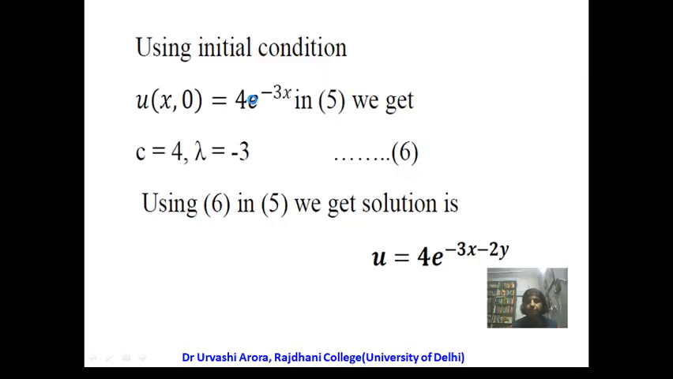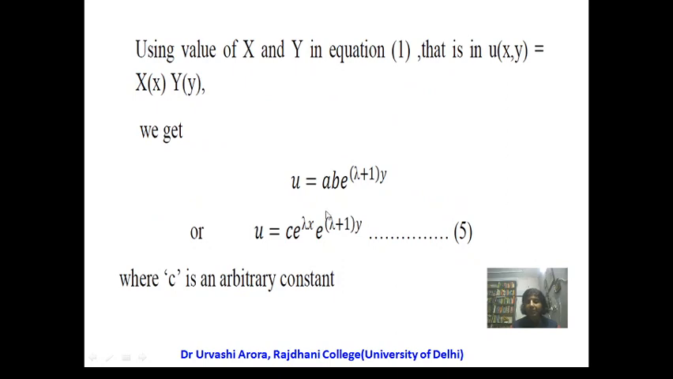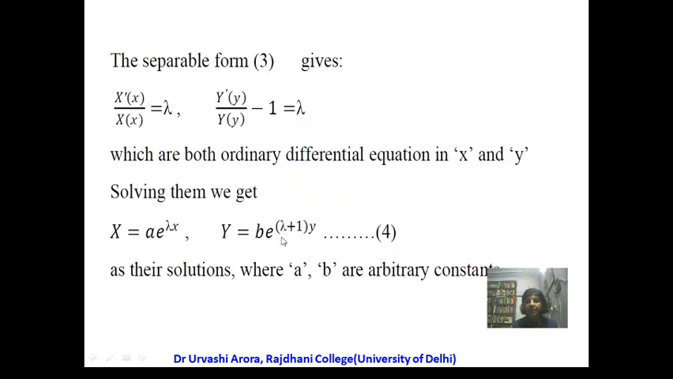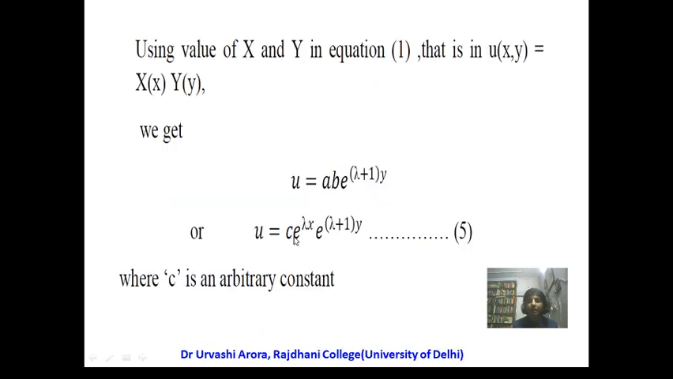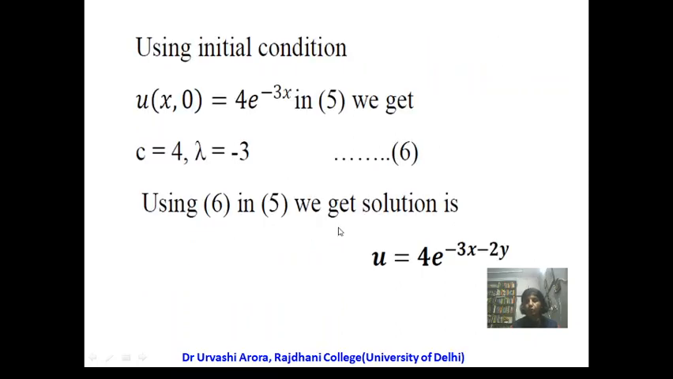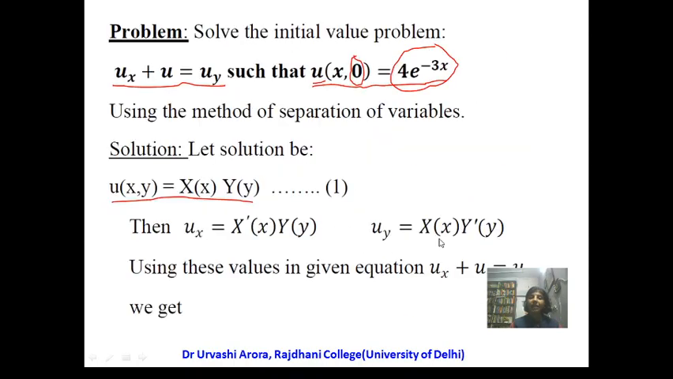And now just putting back the value of c and lambda over here. c came out to be 4 and lambda came out to be -3. So -3 plus 1 means -2, and this is the final solution that you obtain in the end. So this is the solution of the given first order partial differential equation when an initial condition was given to you. And you can have a look at the equation.